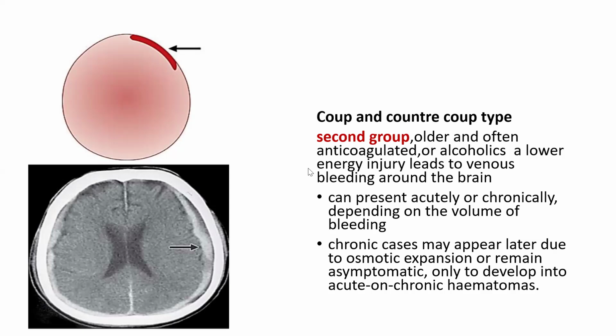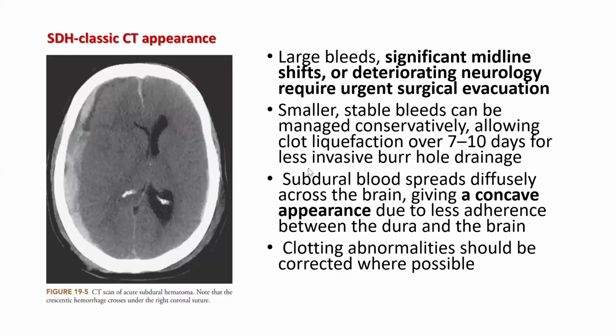So it can present acutely or chronically depending on the volume of bleeding, and the chronic cases may appear later due to osmotic expansion or remain asymptomatic only to develop into acute or chronic hematomas that we have already discussed a little bit about.